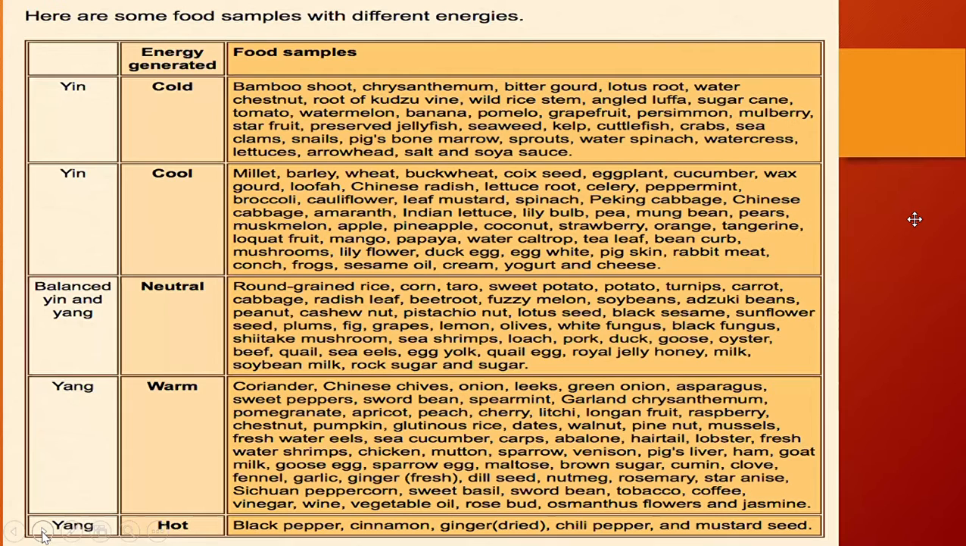This is some food samples with the different energies, your yin and your yang. So these are the food samples. If you have yin deficiency, you can give your patients this food. If you have yang deficiency, you can give this. But if you want a balanced yin and yang, these are the food that you need to give to your patients: your round grain rice, your corn, your sweet potato, carrots, cabbage. I think they're really found in our normal diet.